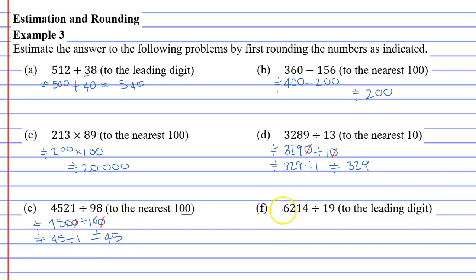Last question, question F. This time they want us to round it to what is called the leading digit, which just means the first digit you see to the left. So 6,214 would become 6,000, and 19 would actually round up to 20. And once again we can cross off 1 0 from each, giving us an approximate solution of 600 divide 2, and 600 divide 2 would be 300. And that concludes our video on example 3.